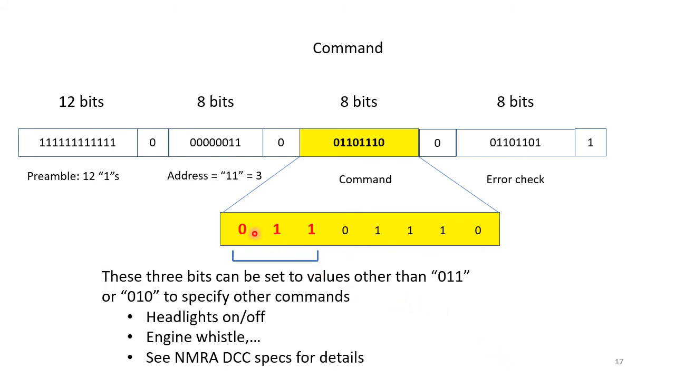So 011 here is a speed command, forward or backwards. If there were some other digits in here, like 100 or 111, then the decoder, when picking up the command, will say, this is a command to turn the lights on, or this is a command to blow the whistle, or if it's attached to points, it would say, this is a command to move the points. There are many different commands you can use, and they're all set out in the NMRA DCC specs, which I'd encourage you to read.